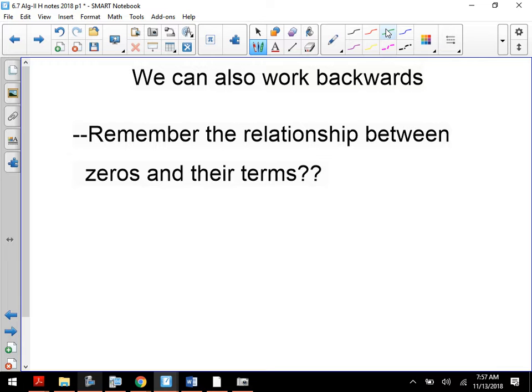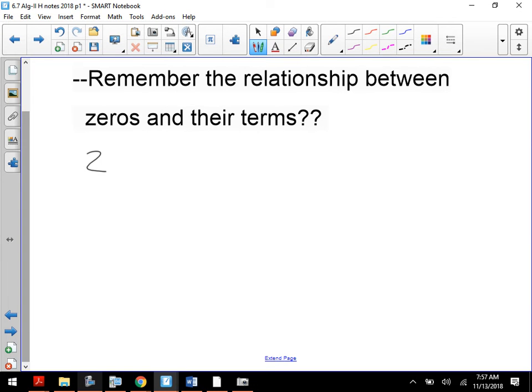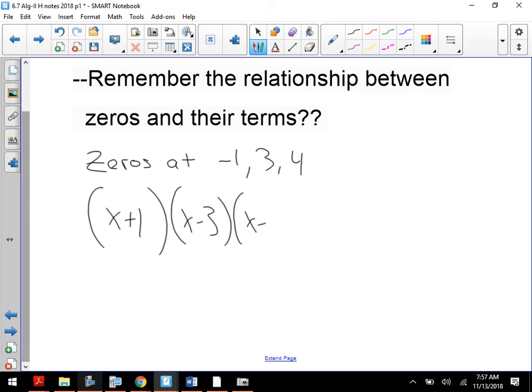For example, if I say that you have zeros at -1, 3, and 4, what will your terms be? What was that? Terms. What are the terms? Thank you. You were on the right track, but whenever we go to terms, we're talking about the actual binomials. So your terms would be x plus 1, x minus 3, and x minus 4.